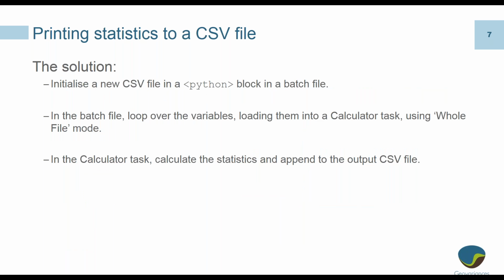So the solution here is basically 3 steps. In a batch file, there'll be a Python block of code that will initialize a new CSV file. It's going to write the header line: file, variable, count, min, max, mean, standard deviation, CV, just the first line of it. Then in the batch file, there'll be a loop over the different variables that I want to print the statistics for, and it will load them into a calculator task, and the calculator task will be set to the whole file mode. And then in the calculator task, the statistics are calculated and appended to the end of the output CSV file.